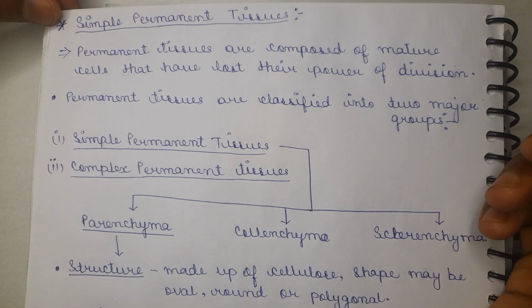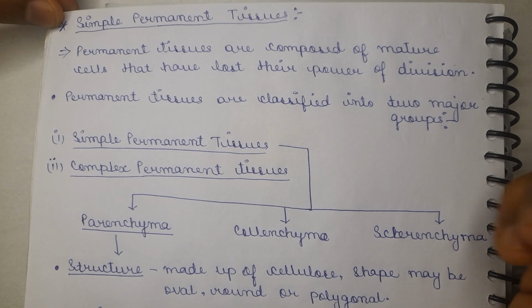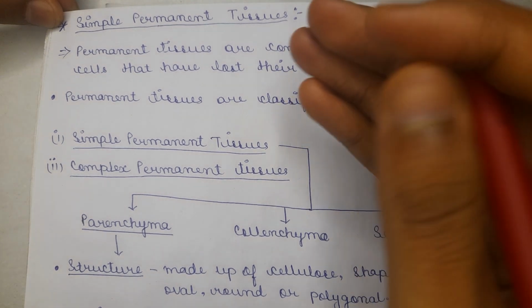Hello everyone, in this video we are going to talk about permanent tissues. In the previous video we already talked about meristematic tissues. Now the second part of plant tissue is permanent tissue.